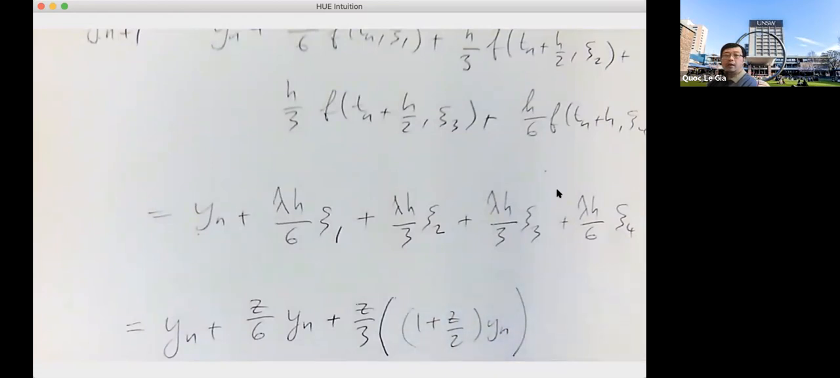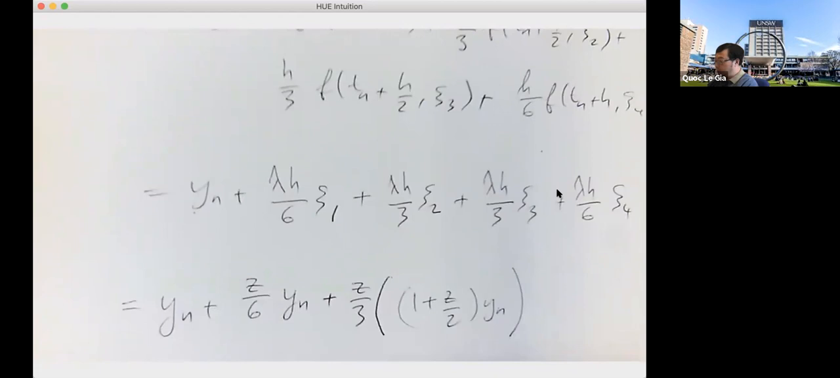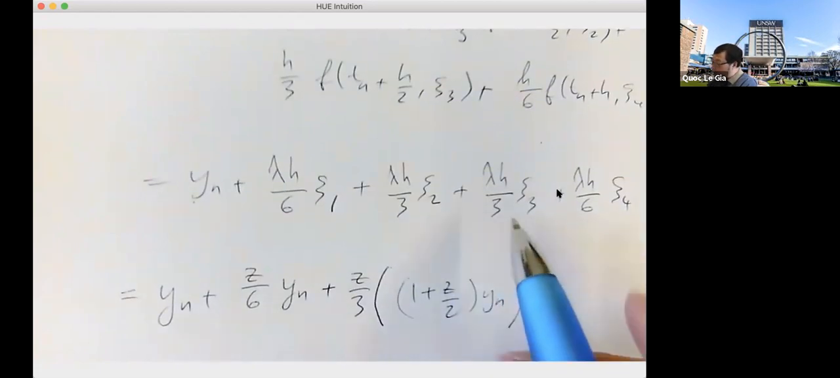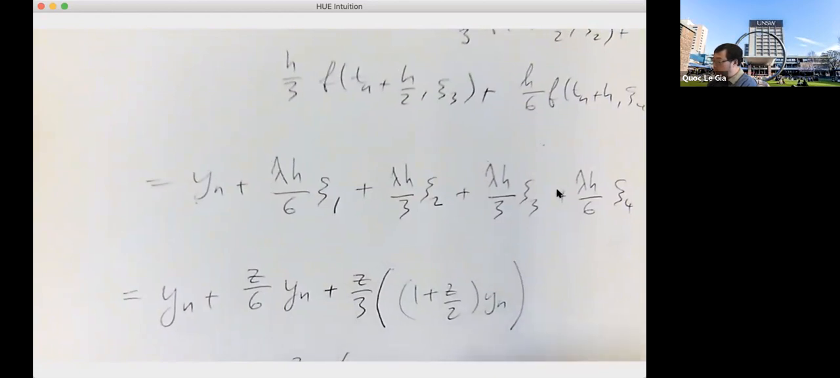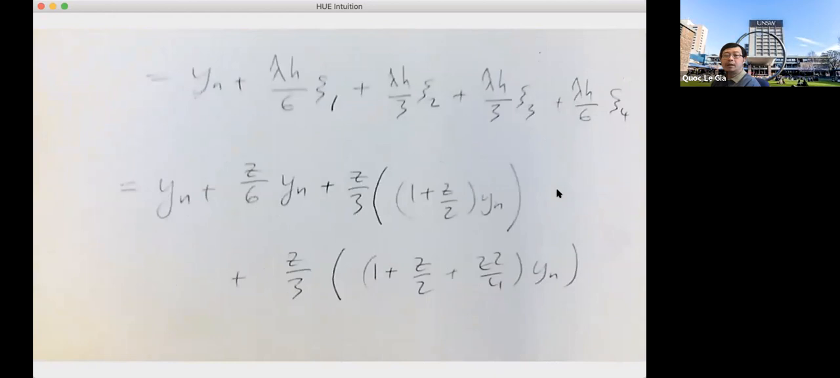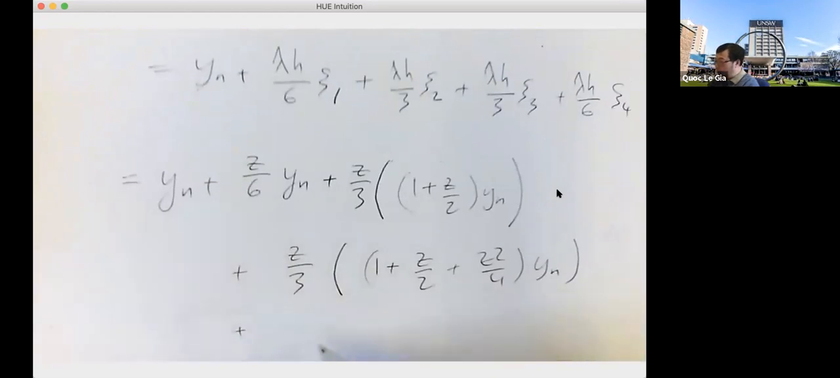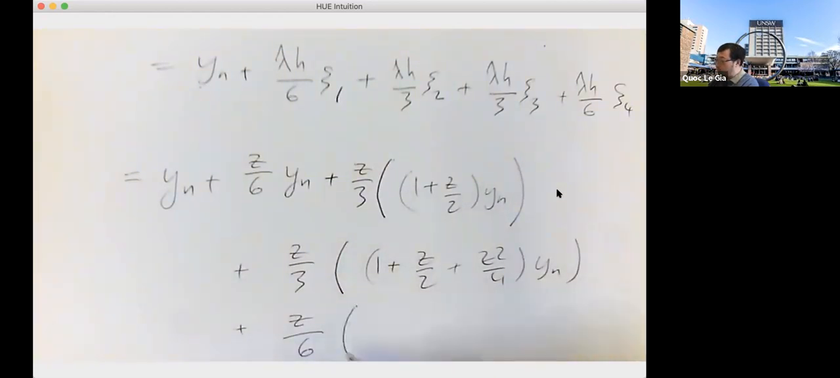Okay. And then what is xi3? So xi3 is, so before xi3 you have to have z over 3. And then xi3 is just 1 plus z over 2 plus z squared over 4 yn. Okay, it's a bit tedious, but at the end of the day, you will see the results will reduce to something very simple. So the last one is just z over 6 xi4, and xi4 is 1 plus z squared over 2 plus z cubed over 4 yn.